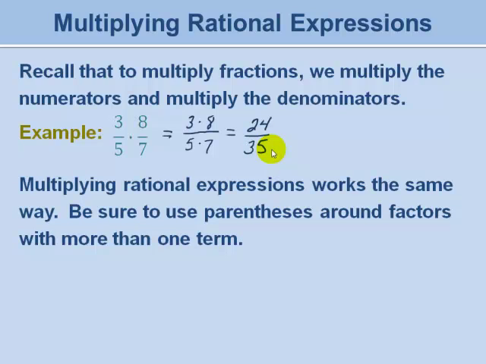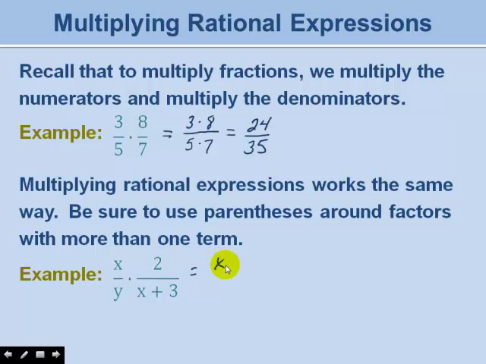The one thing to be careful of with rational expressions is to be sure and use parentheses around factors when you have more than one term in a factor. Here's an example. We have two rational expressions, x over y and 2 over x plus 3. So we're going to multiply our numerators together. We have x times 2, and in the denominator, here's where we need to be careful and use parentheses around this second factor, the x plus 3. Because we're multiplying that whole factor times the y.